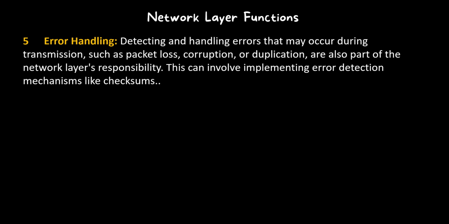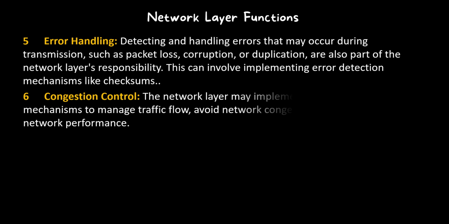error handling. Detecting and handling errors that may occur during transmission, such as packet loss, corruption, or duplication, are also part of the network layer's responsibility. This can involve implementing error detection mechanisms like checksums. Point number 6, congestion control. The network layer may implement congestion control mechanisms to manage traffic flow, avoid network congestion, and optimize network performance.